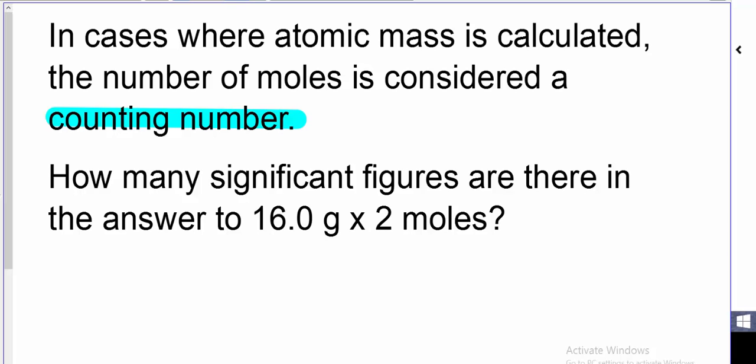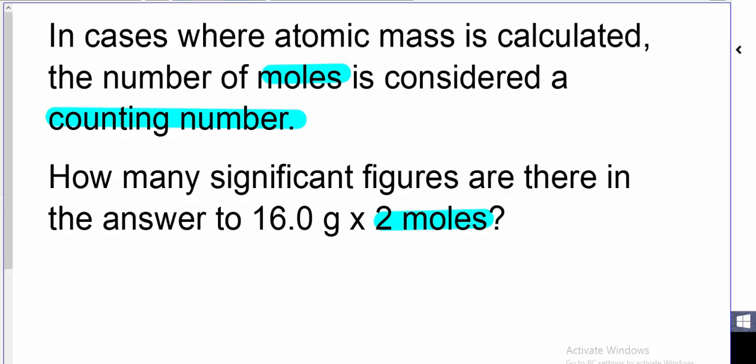In this case, it's telling us in the question that moles, the number of moles, when we're determining the atomic mass is considered to be a counting number. So, for example, if we have an atom of oxygen and it has a mass of 16 grams per mole, if we had 2 atoms of oxygen, it will be 16 grams times 2. And here the 2 moles is a counting number.